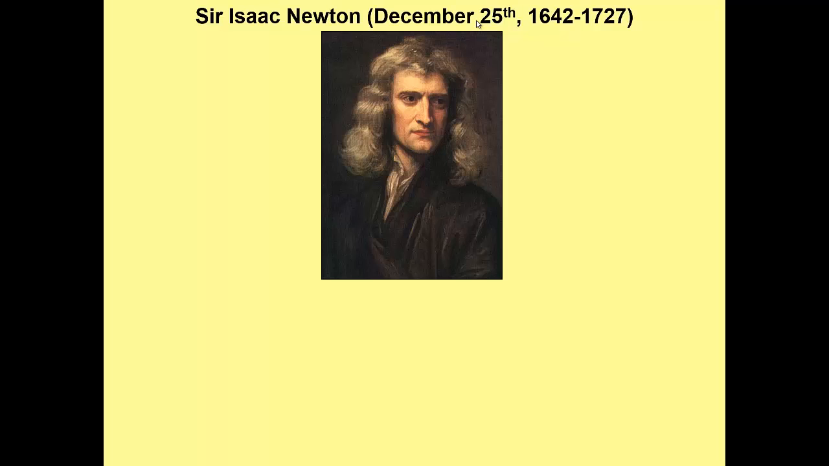Right? They changed calendars to try to make everything fit our orbit around the sun and such. So 1642, the year Galileo died, on Christmas Day.